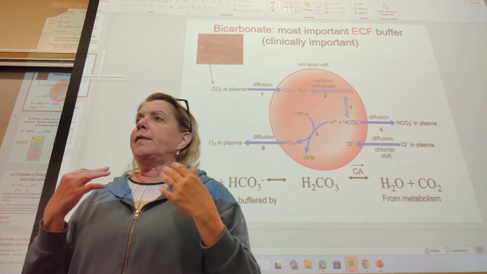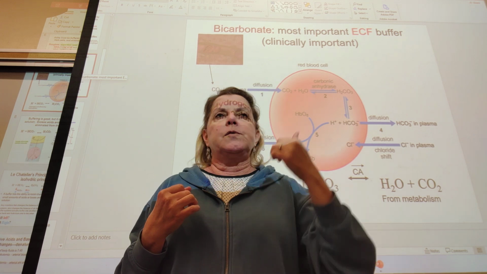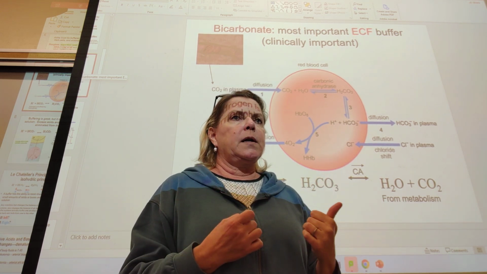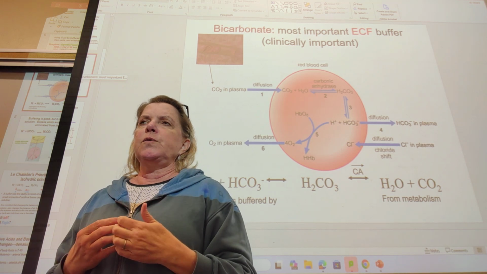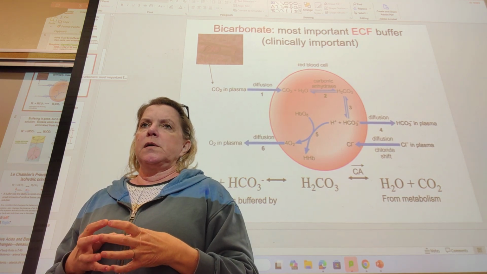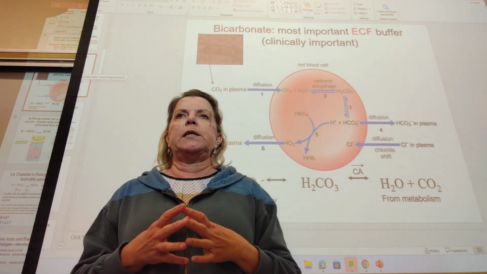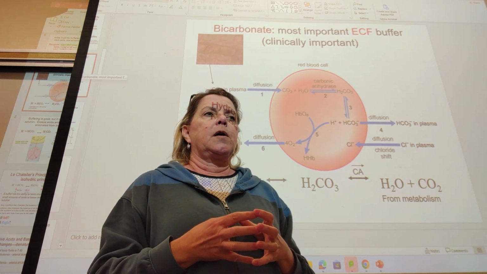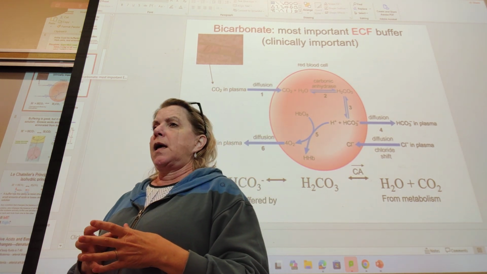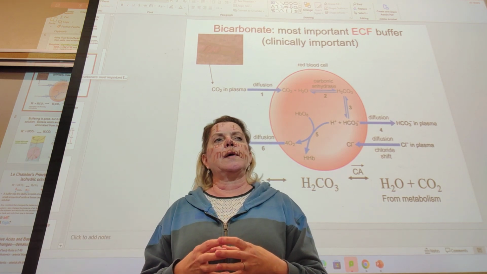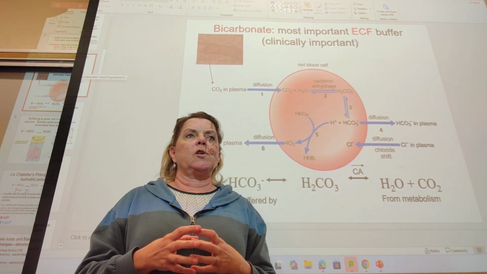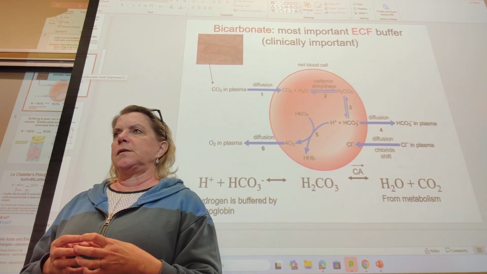Let's do it again without the oh no's. CO2 produced as a byproduct by metabolically active cells diffuses into the plasma. Continues to diffuse into the red blood cell. Because the red blood cell has an enzyme called carbonic anhydrase, the CO2 is hydrated and is turned into carbonic acid.